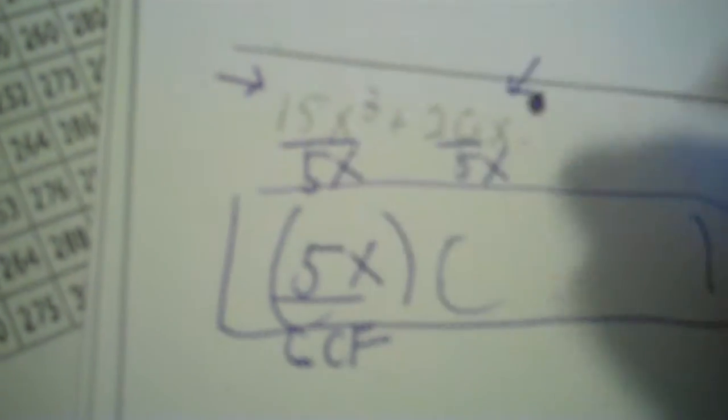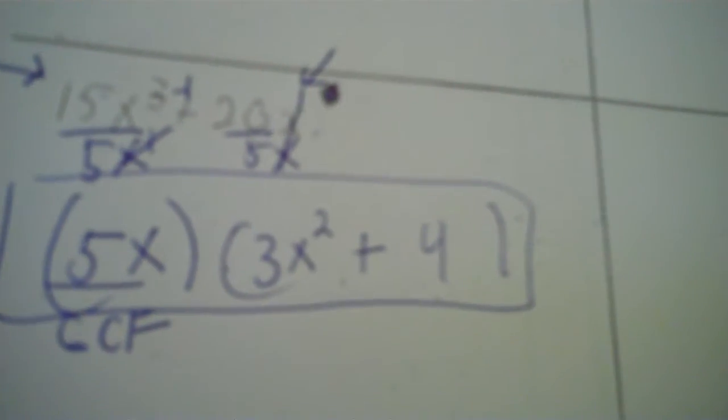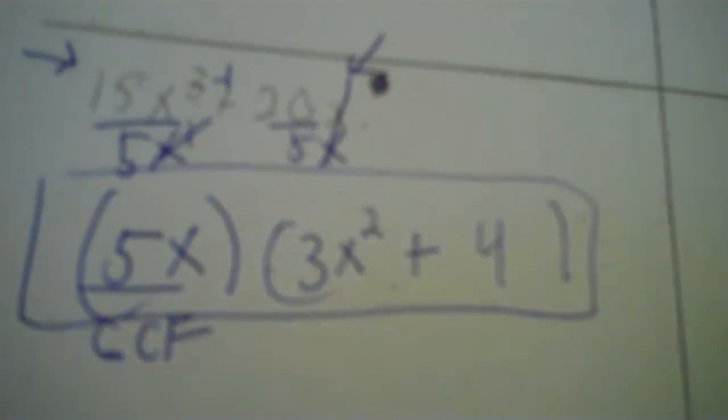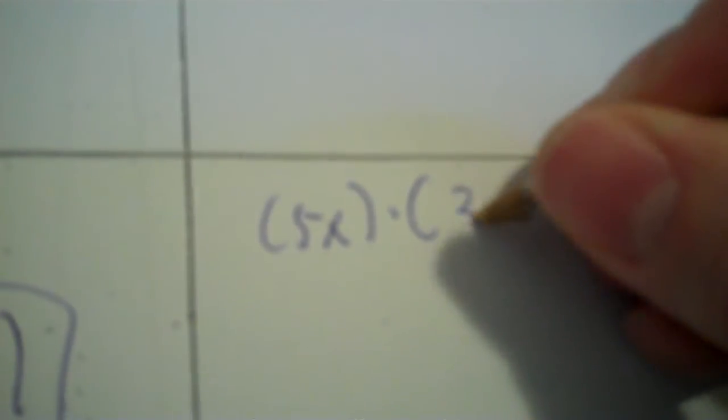So 15 divided by 5 is 3. Then I divide my x to the third by my x. I put a 1 there, and then I just subtract that 1 from 3. So I write x down, and we know that 3 minus 1 is 2. Okay, 20 divided by 5 is 4, and these are always just going to cancel in the second line, okay? Because it'd be a 1 minus a 1. So we have 5x times 3x to the second power plus 4.